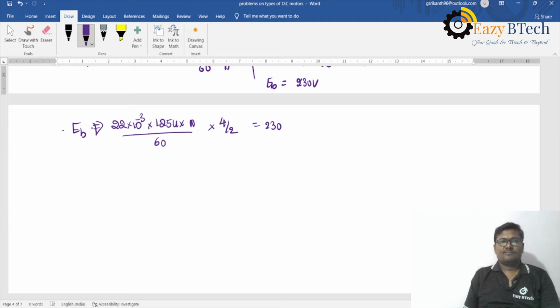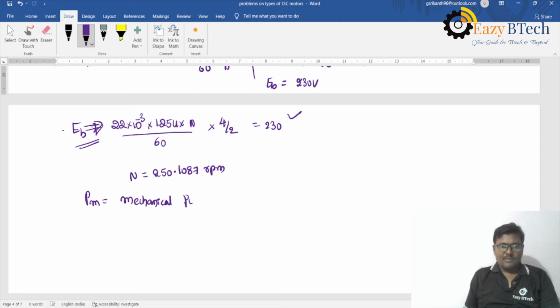Okay, EB equal to 230. So then the speed I got the answer is 250.1087 RPM. Then the mechanical power developed: the mechanical power developed is equal to EB into IA, 230 into 50, that should be equal to 11,500 watts.